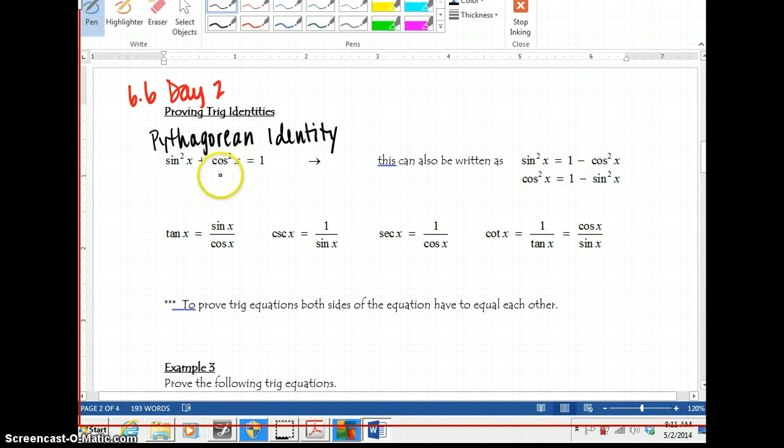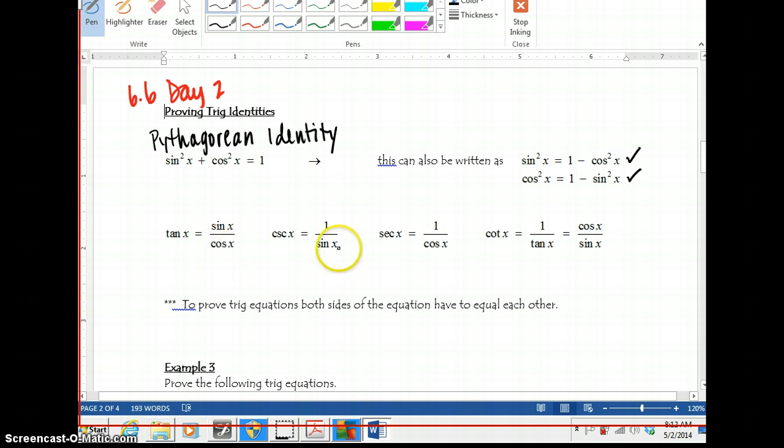If I take the Pythagorean identity and get sine squared alone, I would subtract cosine squared from both sides. That's this equation, which can be used whenever I need it. If I solve the Pythagorean identity for cosine squared, I would subtract sine squared from both sides, resulting in that equation. We can use that as needed.